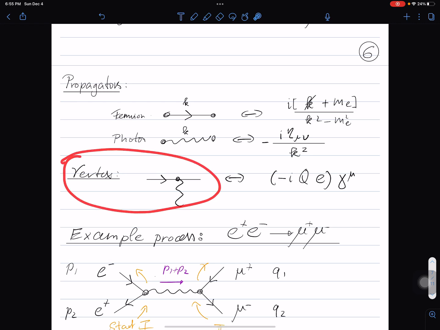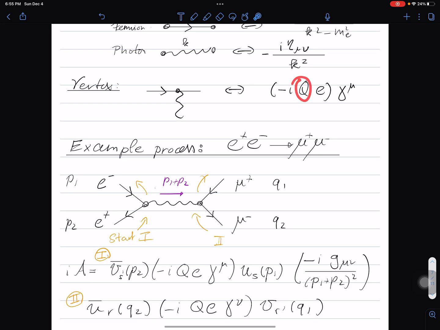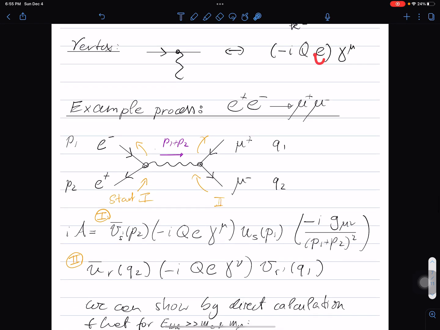Finally, the vertex, as I said, from the interaction of A mu, J mu, leads to a gamma mu matrix in the amplitude times negative i e, which is the electric charge unit, times Q, that is the electric charge of this particle. For electrons and positrons, this is just 1, essentially. For electrons in particular, it's -1. If you have quarks or other particles, they could in principle have different charges, 1/3 or 2/3 and so on. So e is the electric charge unit, and Q is the electric charge of the particle.